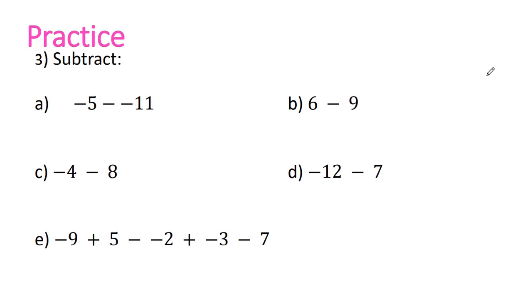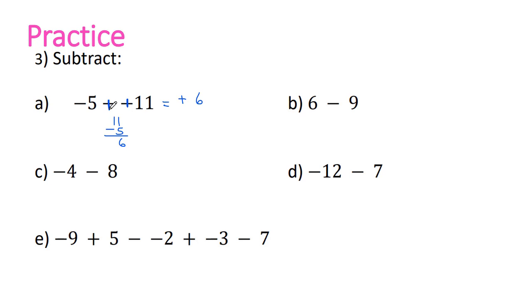So now you can try the subtraction. Remember to add the opposite and follow your addition rules. For 3a, we have negative 5 minus negative 11. I'm going to add the opposite, which changes this to negative 5 plus a positive 11. The greater sign is the positive. 11 is greater absolute value than 5. And we're going to subtract 11 minus 5, which is 6. So we'll have a positive 6 result.